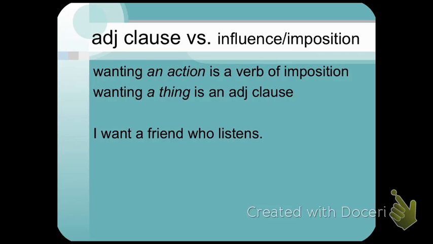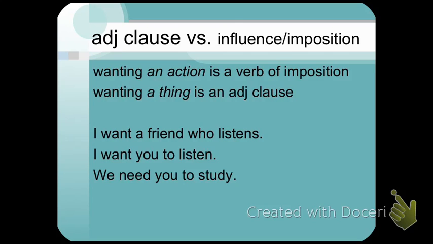So I want a friend who listens. Is that an adjective clause or is that a verb of imposition? Adjective clause, because what do you want? A friend, okay? And you're describing them with a verb, listens. But I want you to listen. What's that? Imposition, right? What do you want? The listening, right? I want the action. I want you to do the action. So this second one, you need to say, do I have two subjects? For the first one, you need to look at the friend and decide, is the friend a specific known friend, or is the friend a generalization of friendness?